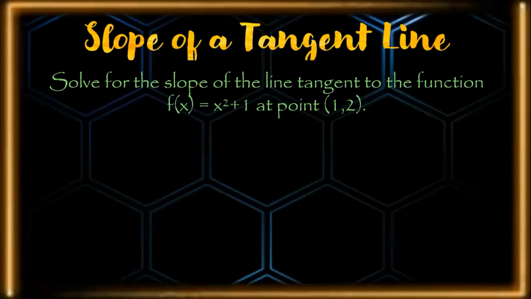Our given function is f of x equals x squared plus 1. So what we are going to do is derive the given function, and it will give a derivative of f prime of x, which is equal to 2x.